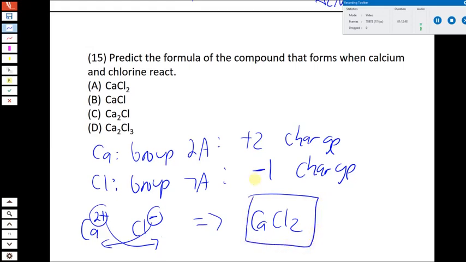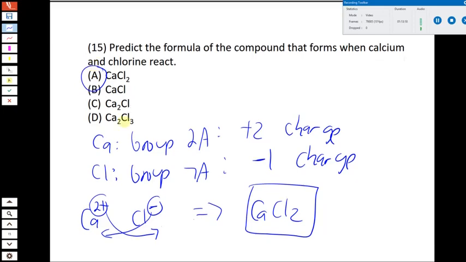Or alternatively, if you have a 2+ cation, you need 2 -1 anions to make sure the charges completely balance each other. All right, so the only answer choice that works is A. So predicting formulas of ionic compounds, this is a binary ionic compound, one where both ions are just single atom ions, not polyatomics. And for both those and ones that involve polyatomic ions, we should be able to predict ionic formulas and name them, as we'll do in the next problem. All right, questions on this one?